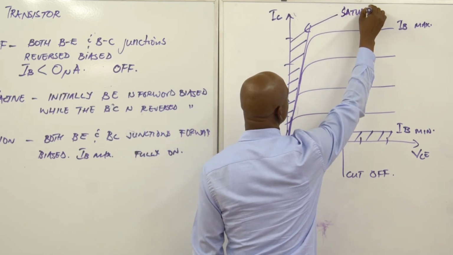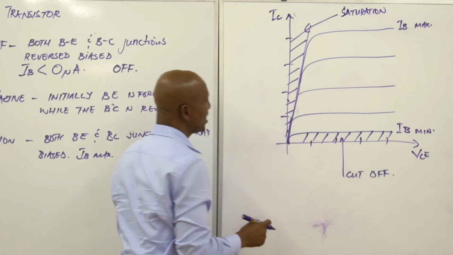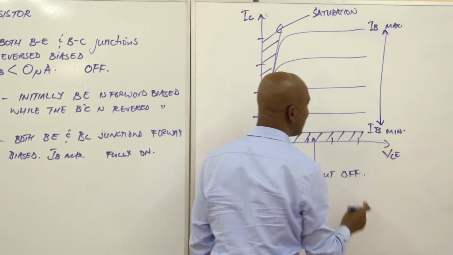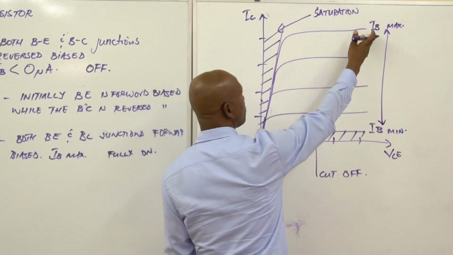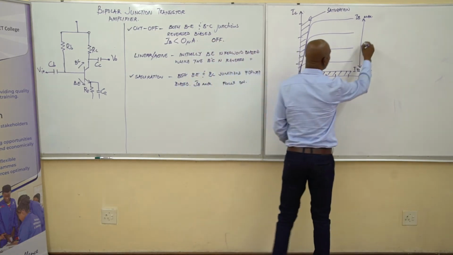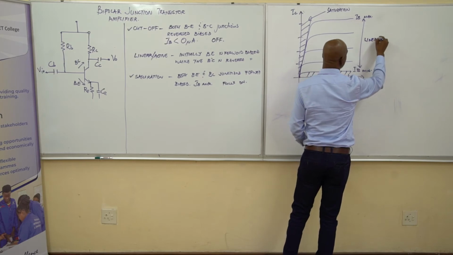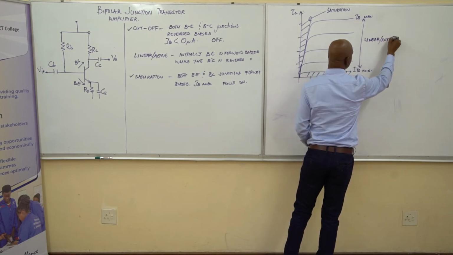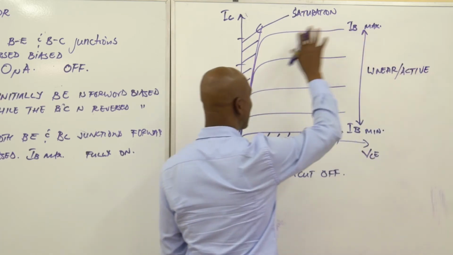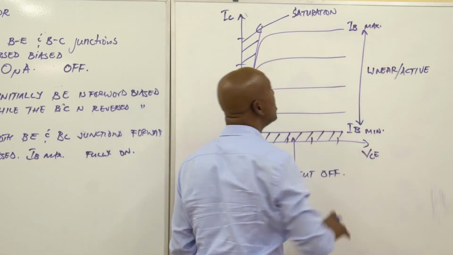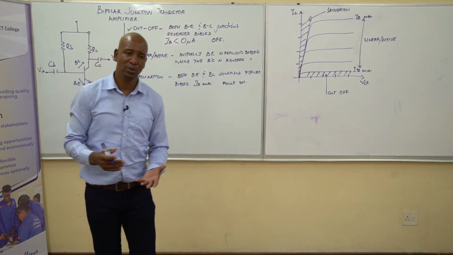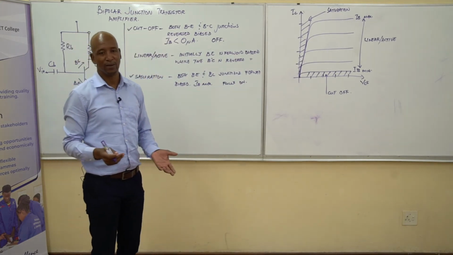Saturation region. So you can say that now you have only this part, just above IB minimum, but before IB maximum. This is the region where we say it's linear or active. This is the linear or what we call active region. This is where the transistor is being used as an amplifier. So this is the region where we say the transistor is being used as an amplifier.